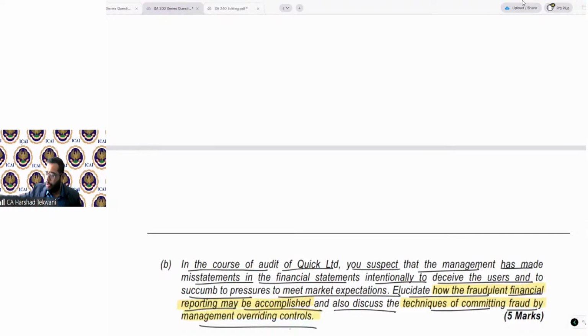Namrata, to your question, can a person who is an employee of the firm be an engagement partner? Answer is no, usually no. Because engagement partners are those who sign the audit engagement. They sign the audit report, and an employee cannot sign an audit report.